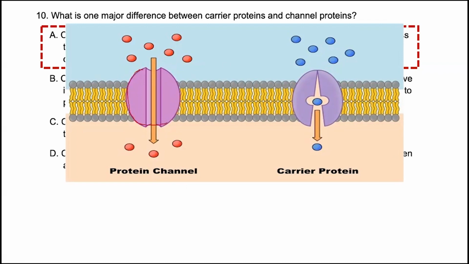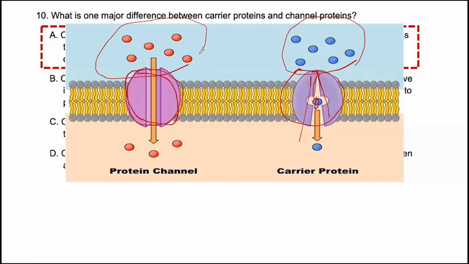Channel proteins don't change shape at all, whereas carrier proteins do change shape, correct? And just by intuition, the fact that they have to close one side to transport to the other side kind of infers that these molecules tend to be bigger. Just having that in mind, let's go ahead and lay out the characteristics here.